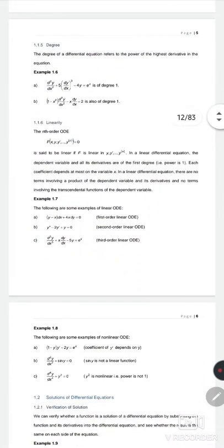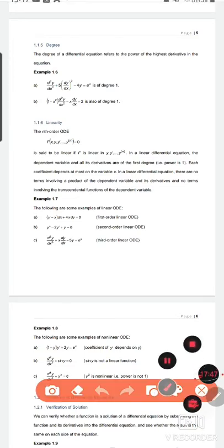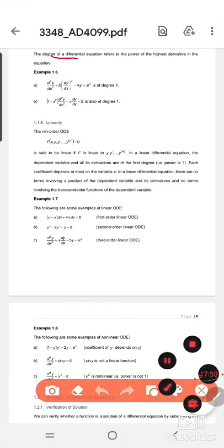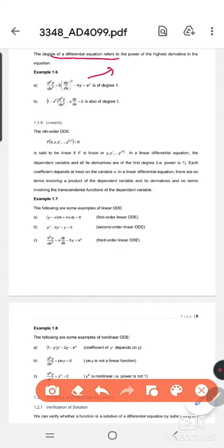Okay, next. Okay, we go to degree. Okay, apa beza order and degree? Okay, the degree of a differential equation refers to the power of the highest derivative in the equation. Okay, apa maksud power of the highest derivative? Degree ni selalu ramai yang confuse. Okay, contoh kat sini, d square y dx square plus 5 dy dx minus 4y equals to e^x. Okay, this one adalah ordinary differential equation. Okay, kita tahu dia adalah ordinary differential equation.